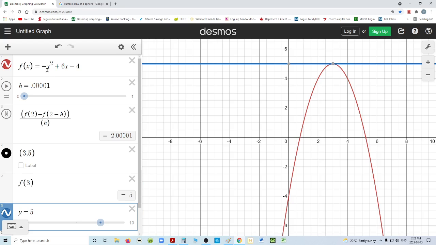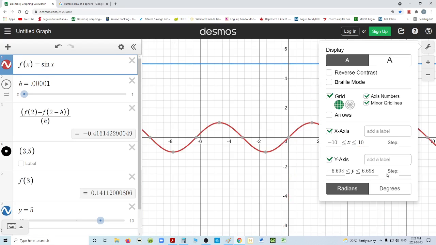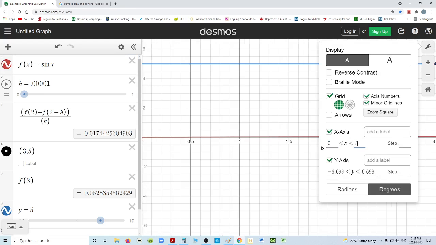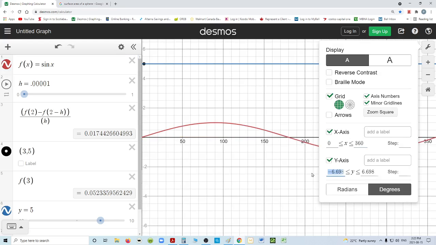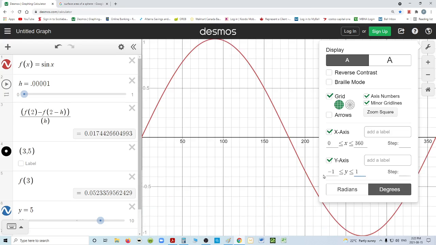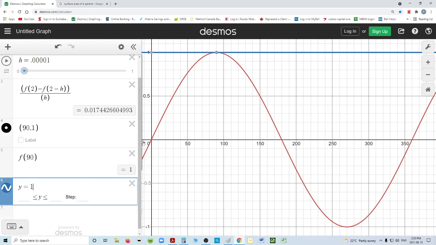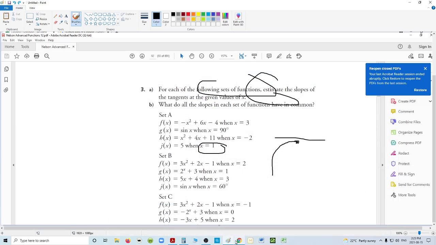Same with the next one. They want to know when it's 90 degrees for sine x. And just make sure your thing is in degrees and not radians. And then it gets really flat like this because the x-axis isn't properly displayed. There we go. And go from -1 to 1. There we go. And then they want this point, f of 90 degrees. Well, that's right there at 1. So it's 90, comma 1. It's right here. And again, the tangent line for that would look like this, and the slope is 0. So they're just having games with us. Then finally, x squared plus 4x plus 11 when x is -2.